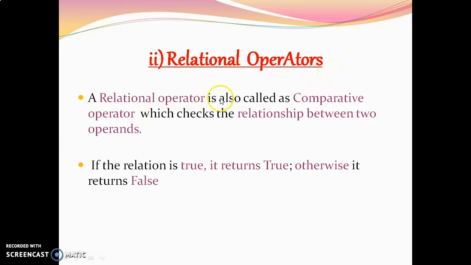A relational operator is also called a comparative operator. These operators are used to compare values, whether the values are equal, greater or less than each other. That's why we call them comparative operators. We check the relationship between two operands. If the relation is true, it returns true, otherwise it returns false.